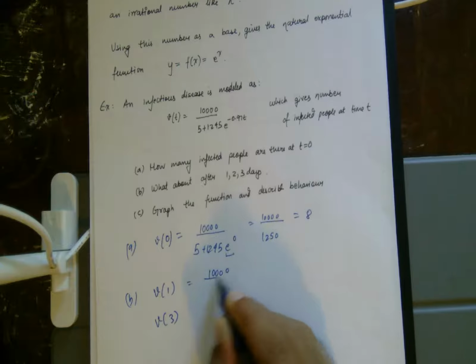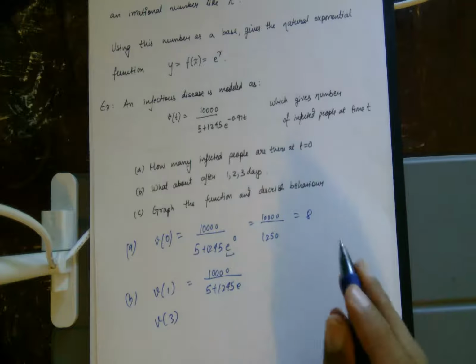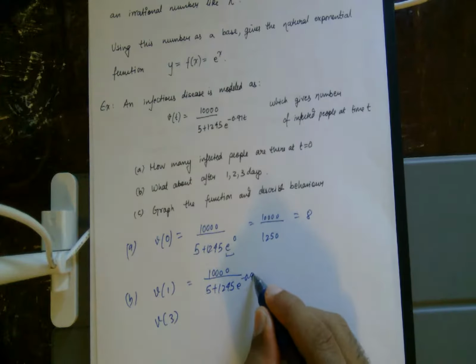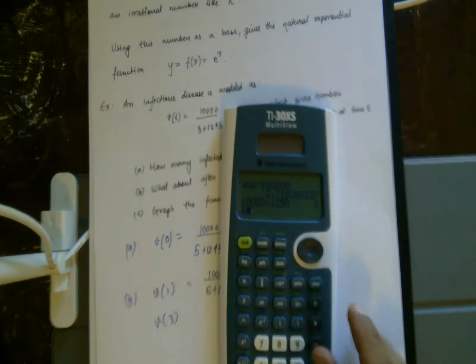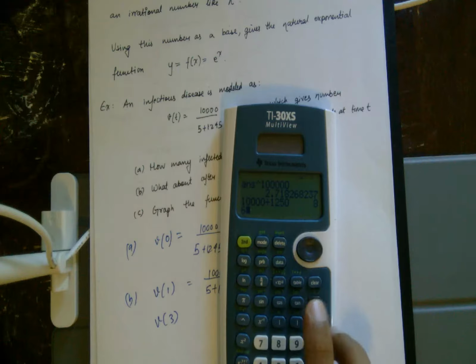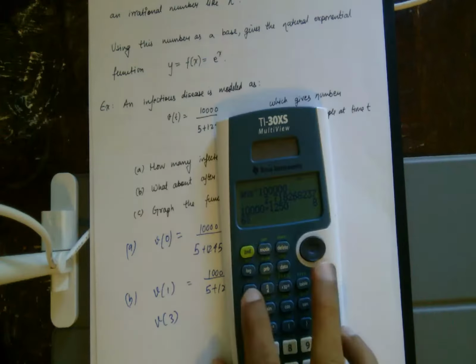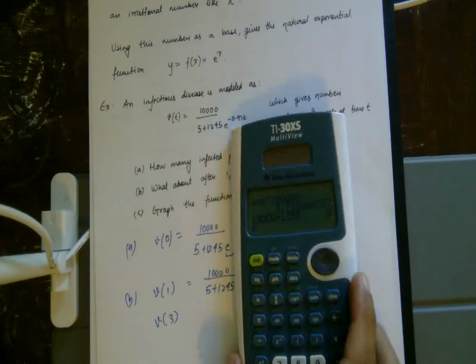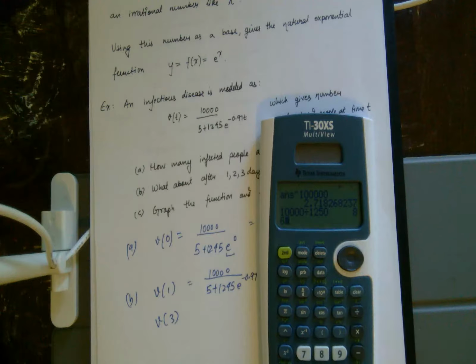So it's going to be 10,000 over 5 plus 1245 e to the power negative 0.97. And you just use your calculator, because you see there's an e button. Where is it? Right here, where it says ln. Above that is e to the x. So let's find that out.